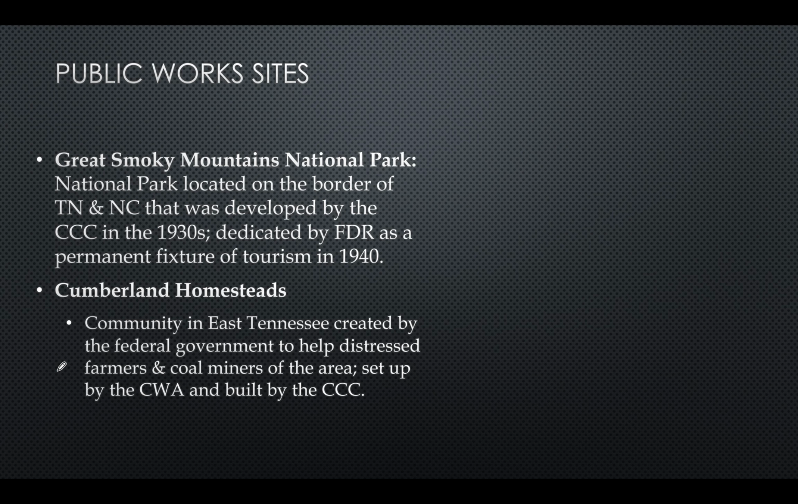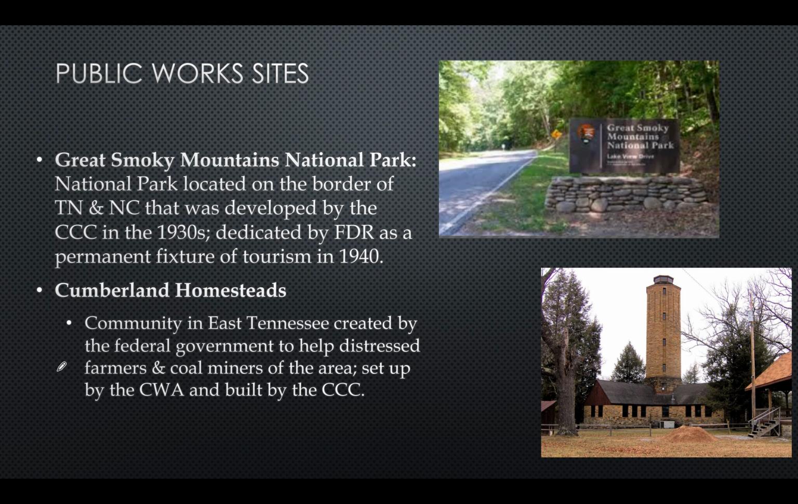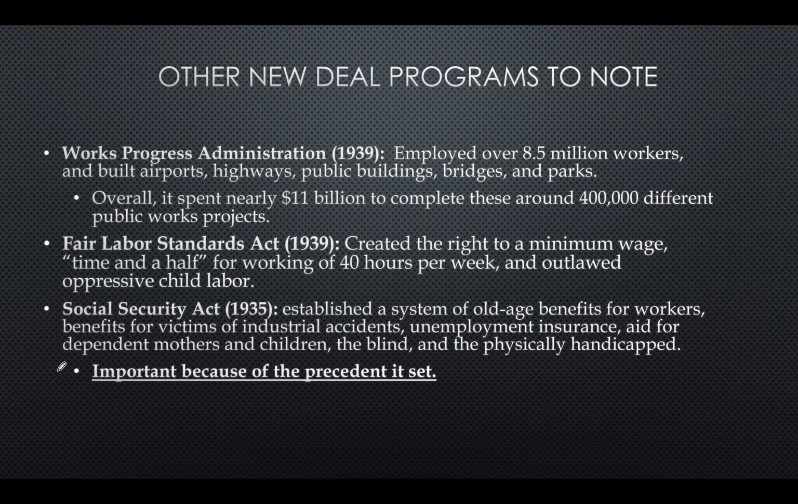And then we have the Cumberland Homesteads. This is a community in East Tennessee that was created by the federal government to help distressed farmers and coal miners. This was also built with the CCC. So a lot was done in the 1930s, okay? FDR got a lot done. Another program that is important, the WPA. Okay, so what it did, it built airports, highways, public buildings, and spent nearly $11 billion, all right, $11 billion in all.